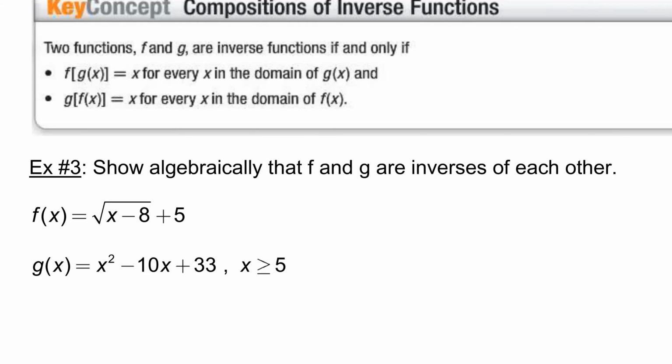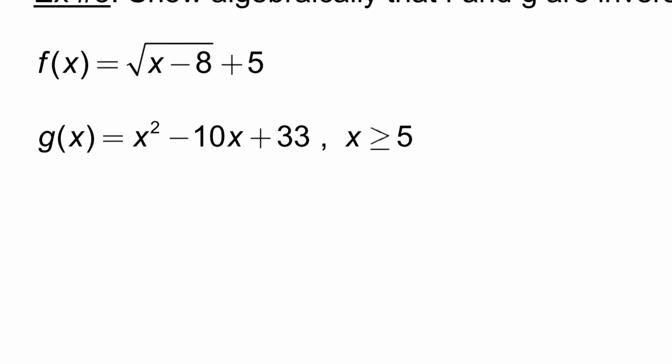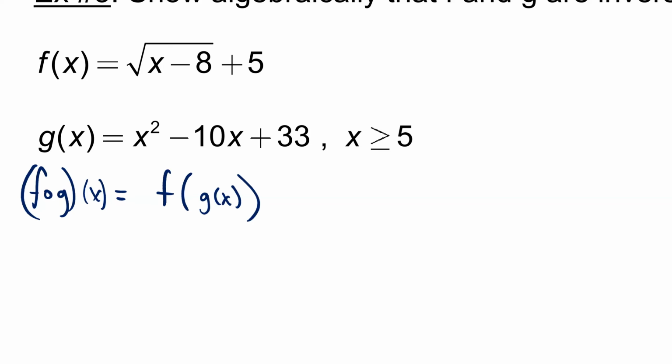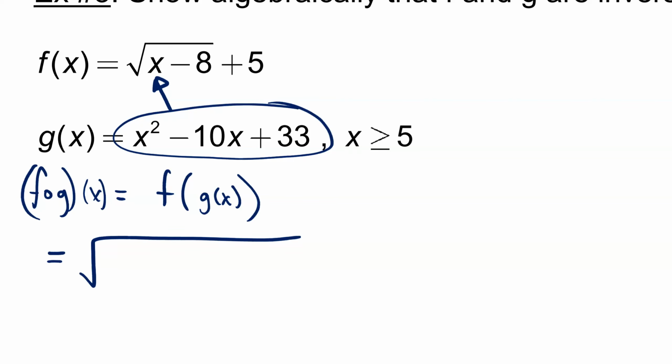Show algebraically f and g are inverses of each other. So all we're doing is verifying. Let's do f of g first. F of g of x. What I'm doing is plugging in my function g of x everywhere there was an x. So this is equal to the square root of x squared minus 10x plus 33, minus 8, all plus 5.